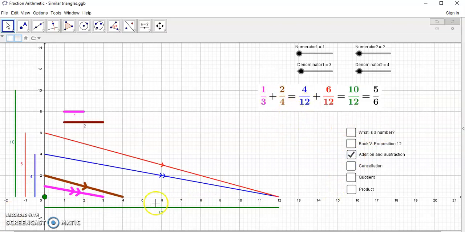We can only add them if we translate both of them to the same unit. So for the third, it becomes 4 twelfths. Okay, 4 twelfths. And for the 2 quarters, represented by this brown segment, 2 quarters, it becomes 6 twelfths, right? And now we're in a position simply to add each to each other.